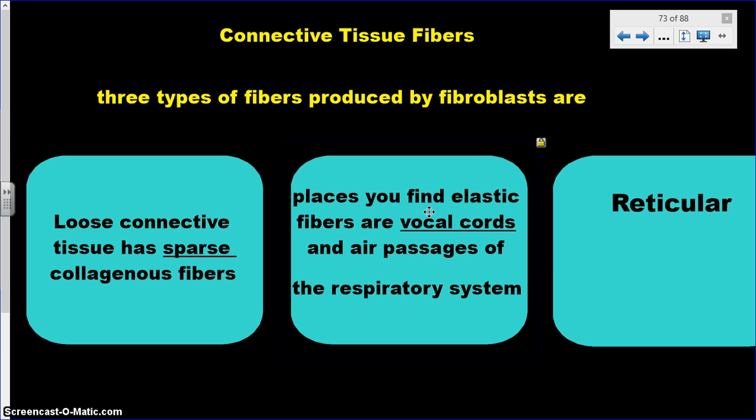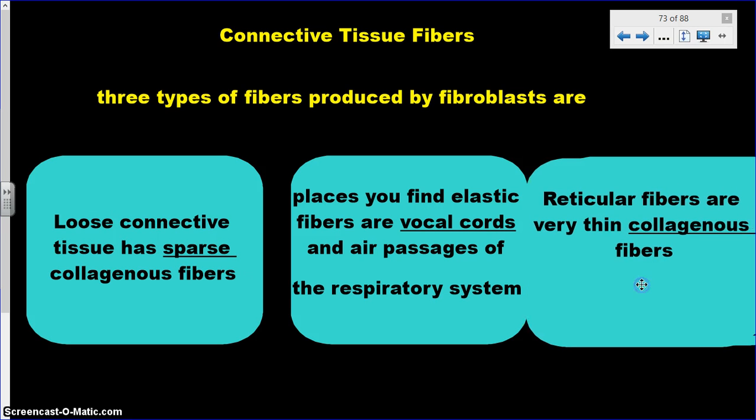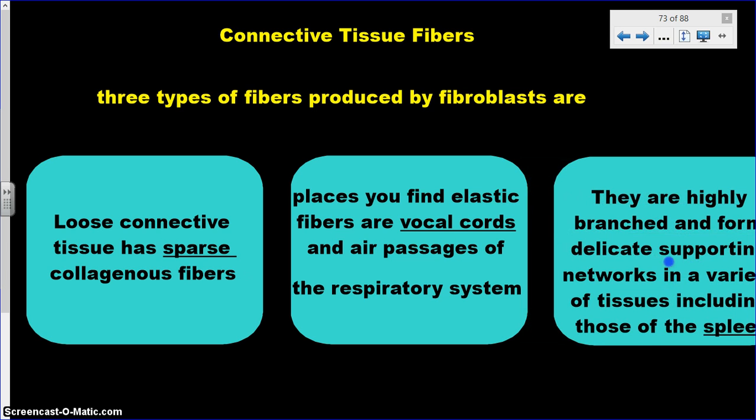And then there's reticular. Reticular fibers are very thin collagenous fibers, so they're going to be white in color too. They're more highly branched than your collagenous fibers were, and so you're going to find them in a lot of your internal organs, like for instance your spleen. They help hold things together there.